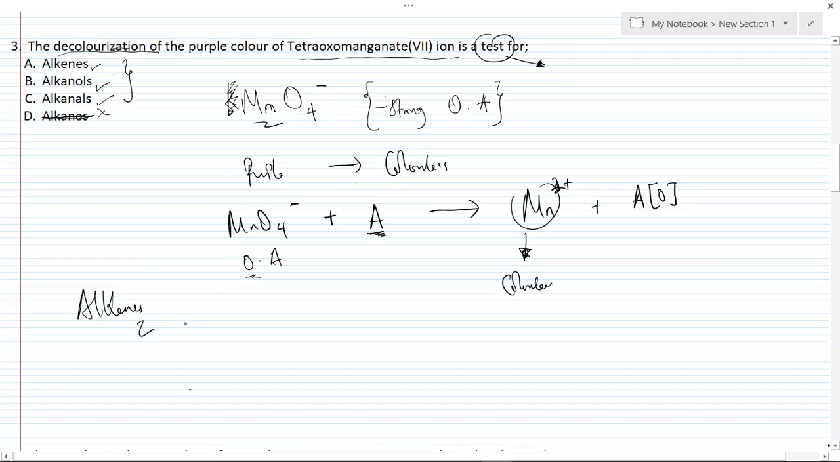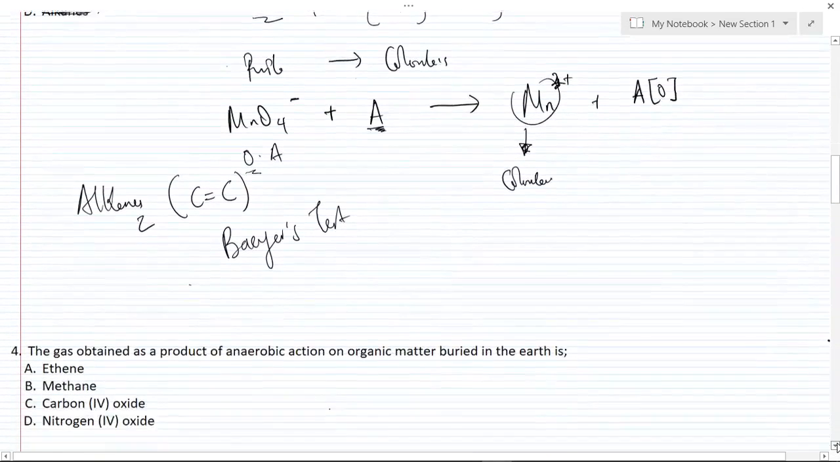It can be used to test for alkenes, more specifically the carbon-to-carbon double bond, and the name of this test is what? The Baeyer's test. So again, the correct option is option B. Yeah. So moving on to question 4.